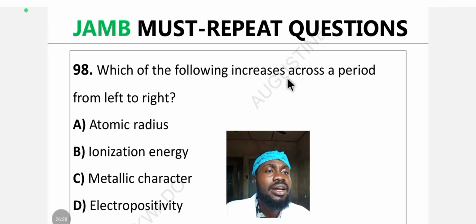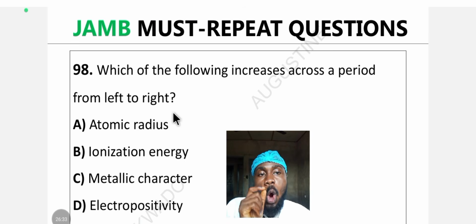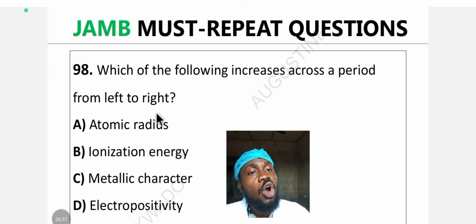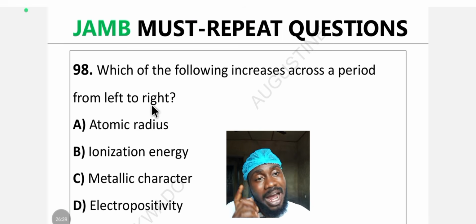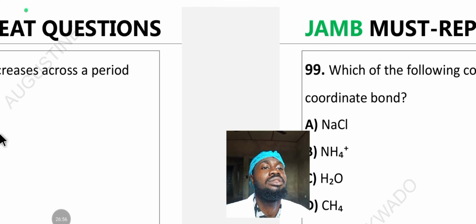Question 98. Which of the following increases across a period from left to right? Remember, I've already made a lecture on periodic table. If you haven't accessed my lecture on periodic table and periodicity, do well to check the playlist and access the lecture. A. Atomic radius. B. Ionization energy. C. Metallic character. D. Electropositivity. What's the answer? Drop the answer in the comment section.